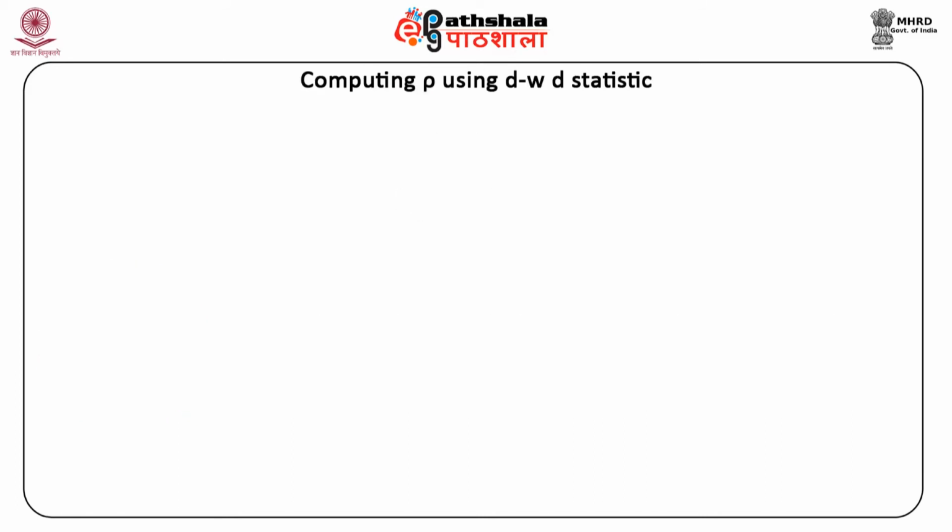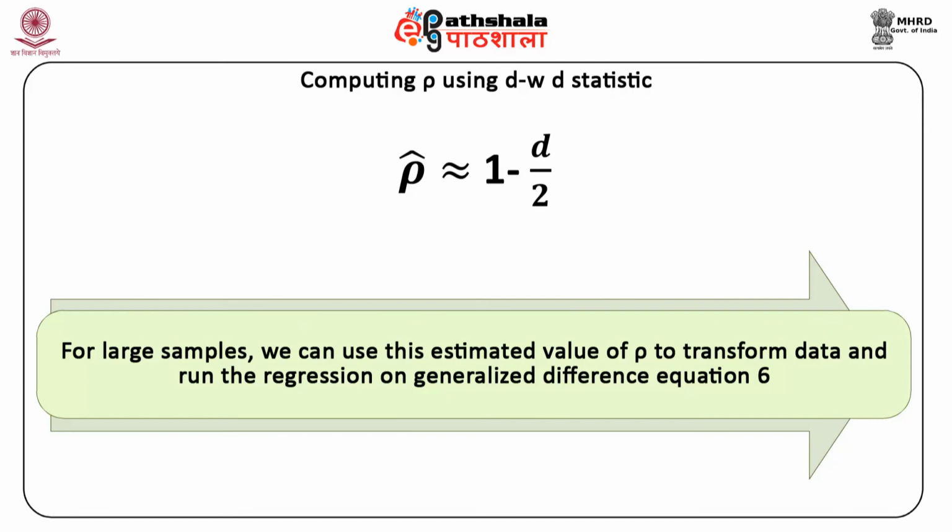Computing rho using the DW statistic. Since we know rho hat is approximately equal to 1 minus d by 2 for large samples, we can use this estimated value of rho to transform data and run the regression on generalized difference equation 6.